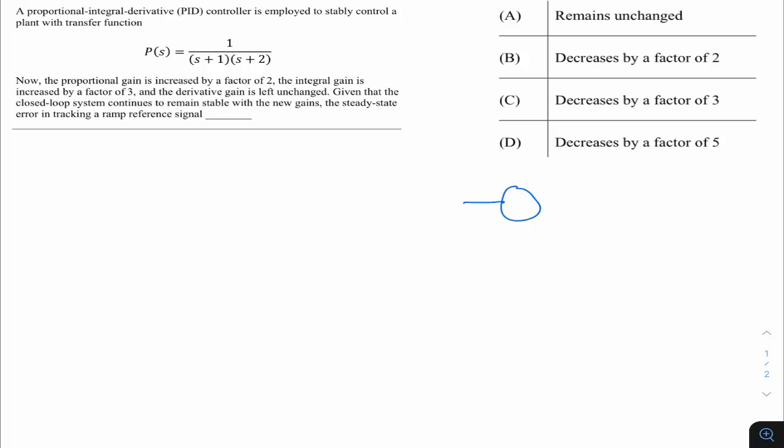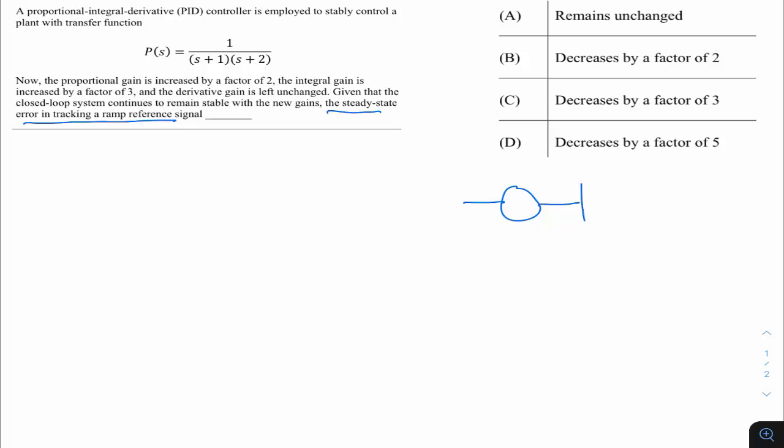Is it given in the question? Even though it is not given, by default we take it, because whenever we discuss the steady state error concept, by default we take it as a unity negative feedback system. If it is not given, that is the assumption we make. So that means the situation is something like this.